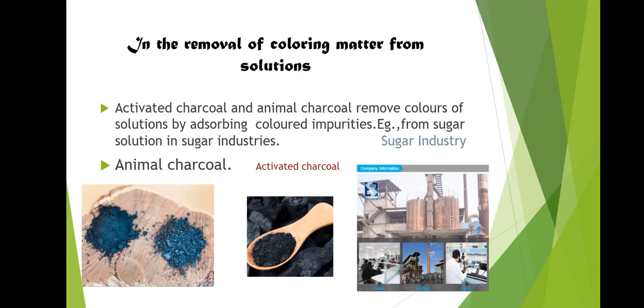And the third one, the removal of coloring matter from solutions. Activated charcoal and animal charcoal remove colors of solutions by adsorbing colored impurities. Example, from sugar solution in sugar industries. Animal charcoal decolorizes the solution by adsorbing colored components. There are many substances such as sugar, juices, vegetable oil which are colored due to the presence of impurities.